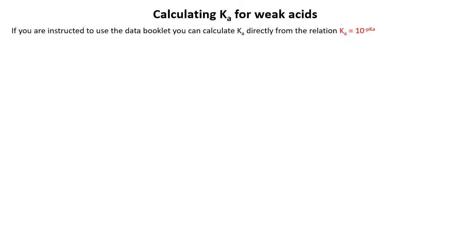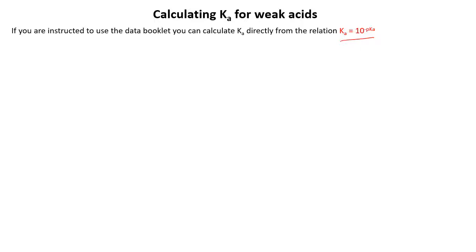How to calculate Ka? Calculating Ka for weak acids. First of all, we have to check the problem we have. If you are instructed to use the data booklet, you can calculate Ka directly from the relation which tells us that Ka is equal to 10 to the power negative pKa. Directly from the data booklet, you will find values for pKa, so you can use this formula directly.